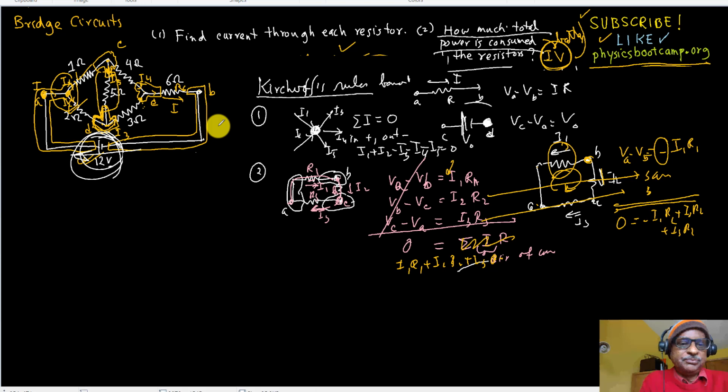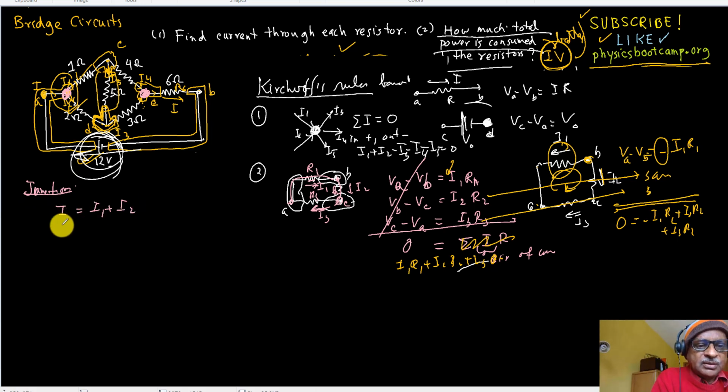So we'll have some junction equations. You have one junction here, one junction here. There are two junctions where the currents are coming in. So you have a junction equation. So we have I equals I1 plus I2. And actually there are more junctions. There's this junction and there's this junction.